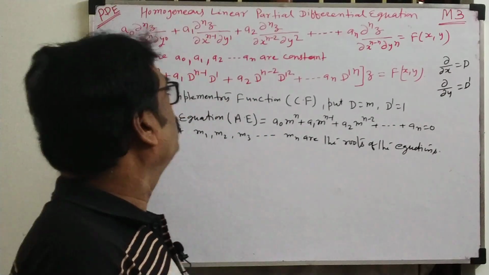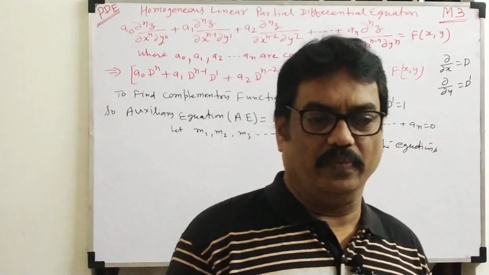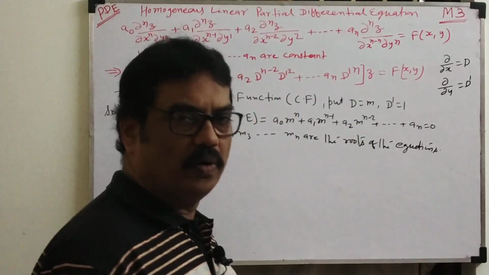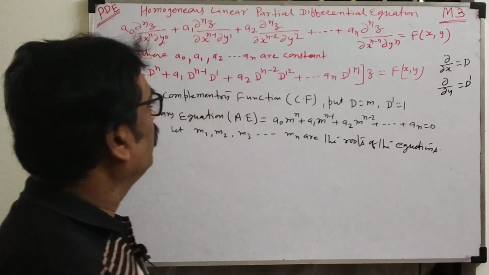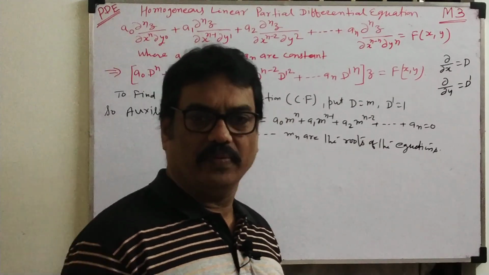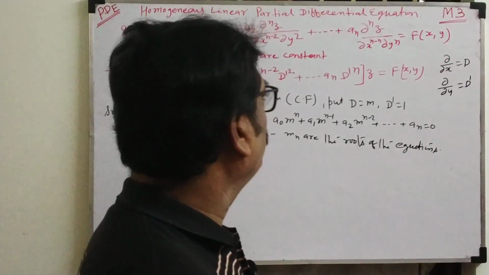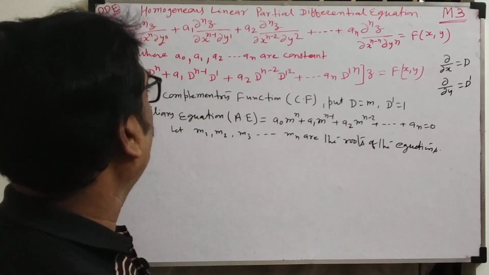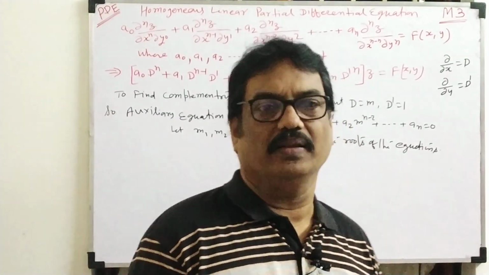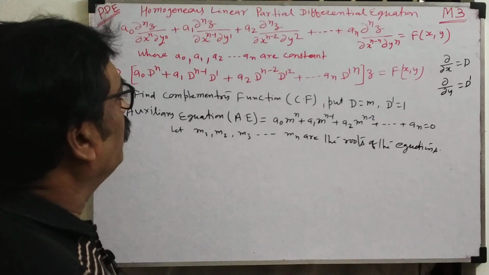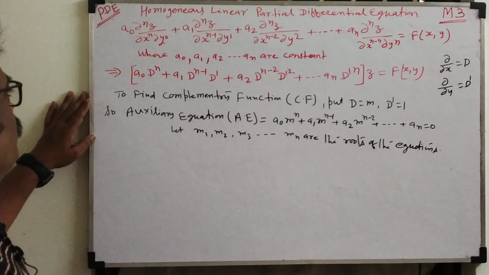Today our topic is homogeneous linear partial differential equations, which belongs to Unit 1, and this is Math 3. Before this, in two or three videos, I gave elementary of arbitrary constants, arbitrary functions, then Lagrange's equations, method of grouping, method of multipliers. Now this same unit's last part is homogeneous linear partial differential equations. This is a very important part, and here you can get the big questions also. So now let us see what is the equation for homogeneous linear partial differential equations.